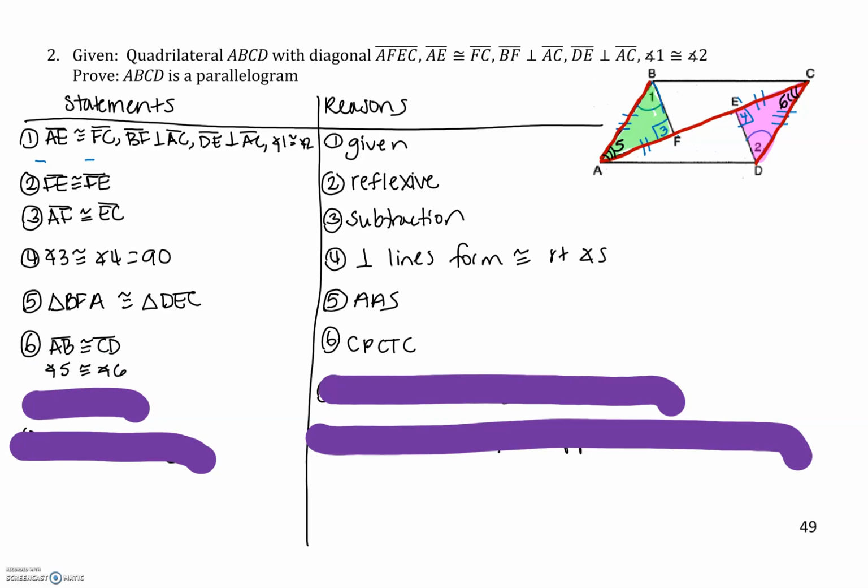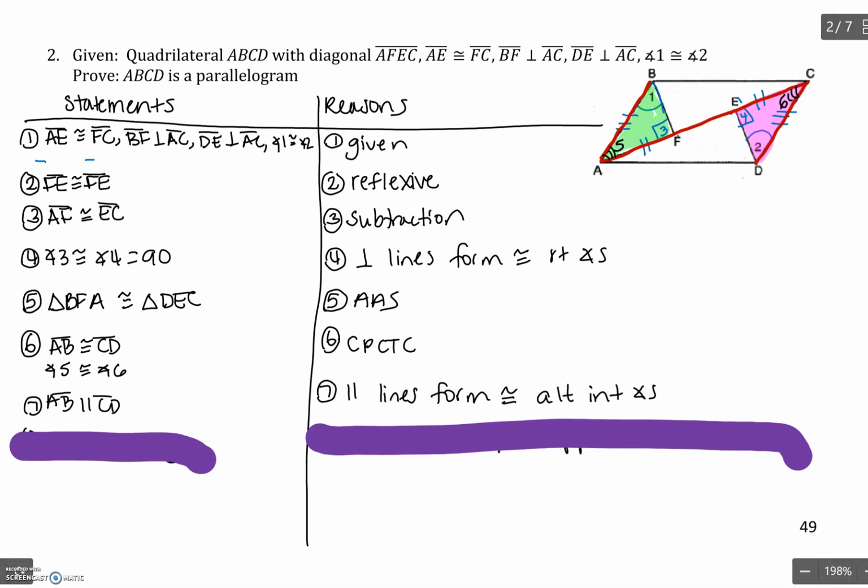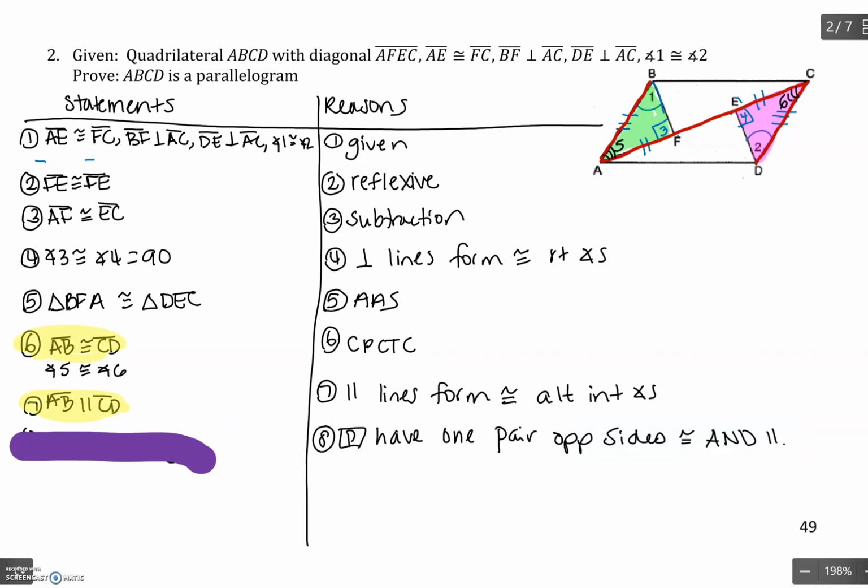And because angle 5 and 6 are congruent, that means those are alternate interior angles. These lines have to be parallel to one another. AB is congruent to CD. Now, because I know that I have a pair of opposite sides that's congruent and parallel, the same pair, that makes it a parallelogram. And ABCD is a parallelogram. So that is one of the most common ways that we prove something's a parallelogram. This is a very good proof to study.